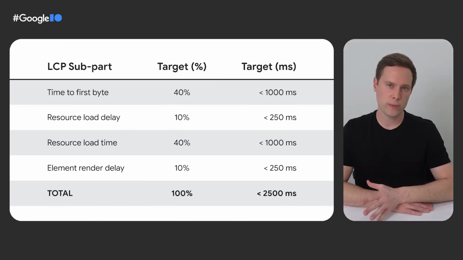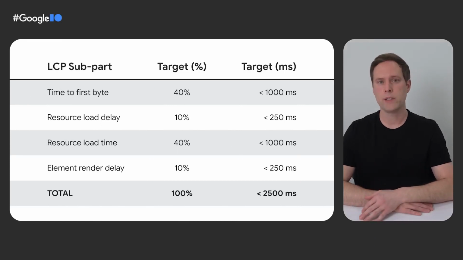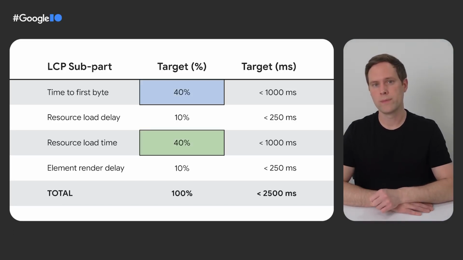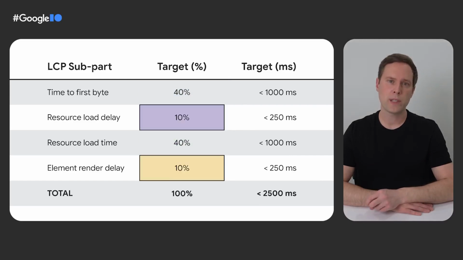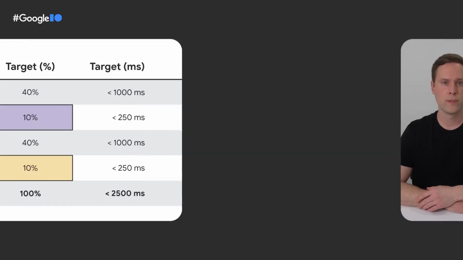So given that general principle, this is roughly how these LCP subparts should break down on a well-optimized page. The total time in the right column is based on the goal of 2.5 seconds for LCP, and the other times are just a percentage of that. So notice how about 80% of the time is allocated to making network requests, and 20% of the time is allocated to everything else. Later in the talk, I'll walk through an example of a real-world performance optimization, and I'll use this 80-20 principle to identify opportunities to improve.